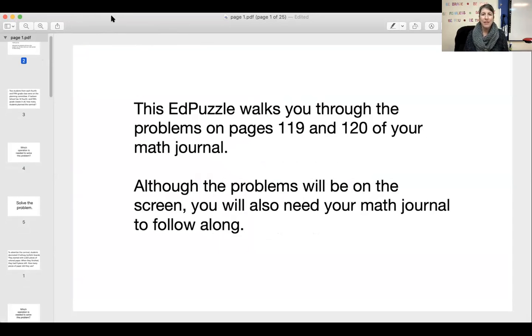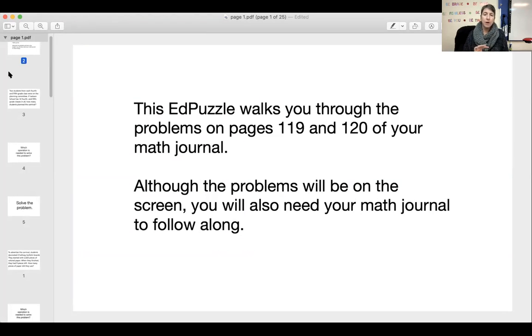Hi, fourth graders. This activity is going to bring you through pages 119 and 120 of your math journal. So if you need to, go ahead and get those out now. And although the problems will be on the screen when I'm reading them over, you will also need your math journal to follow along.